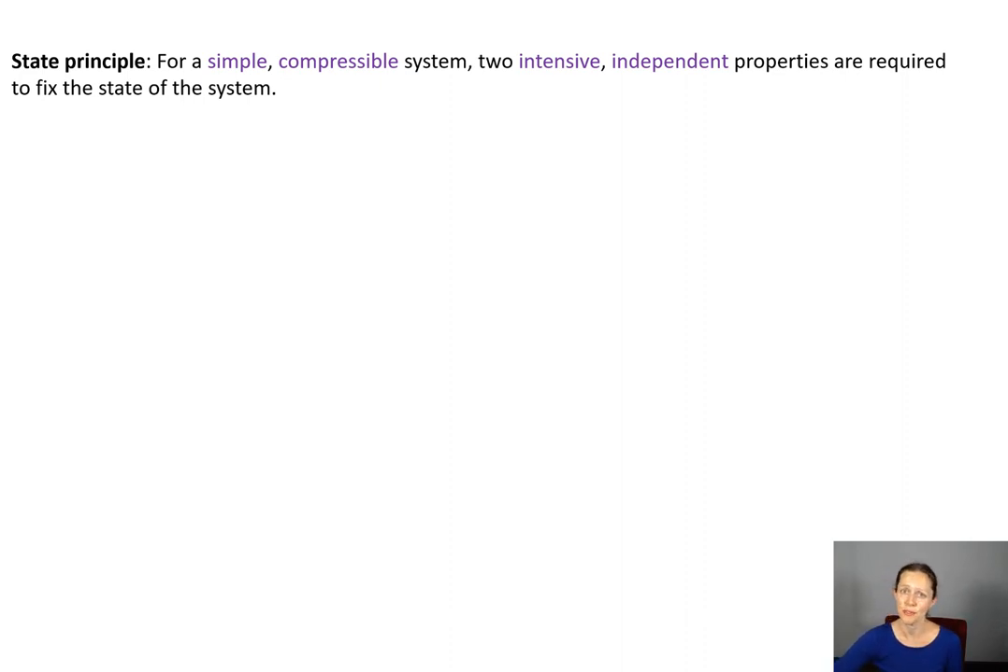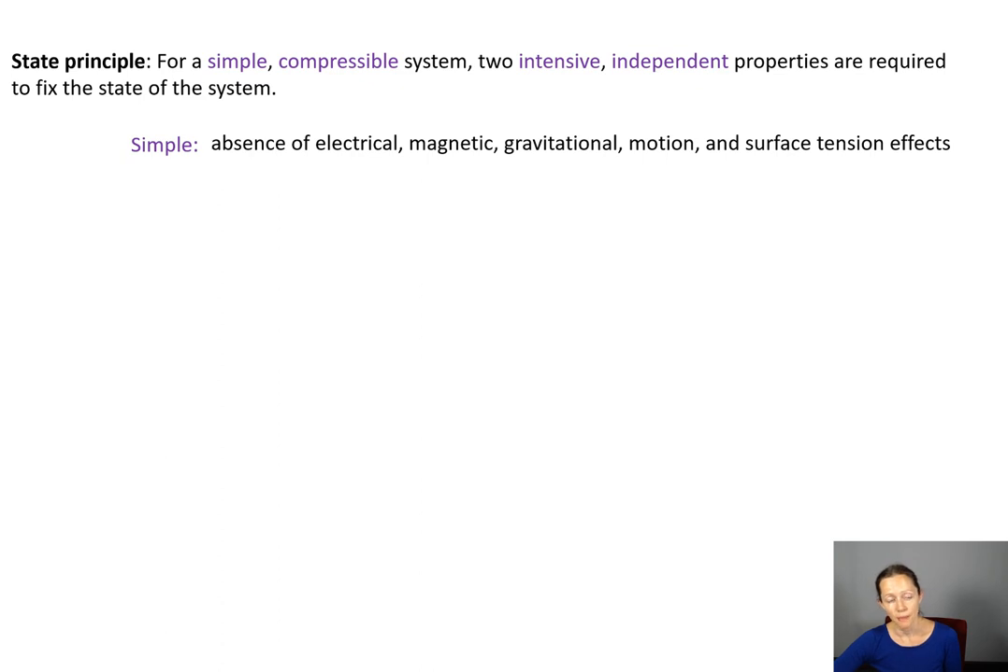Now, this is sort of a loaded statement, so let's take it one part at a time. Simple means that we don't have any electrical, magnetic, gravitational, motion, or surface tension effects. This means that we have no external force fields applied to the system. So if we did, we'd need another property to fix our system for each of those effects that are listed there. Now, fortunately for us in this class, we only work with simple systems, so we don't have to worry about this part of it too much.